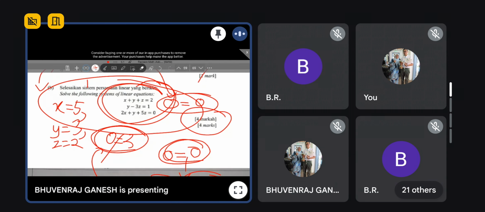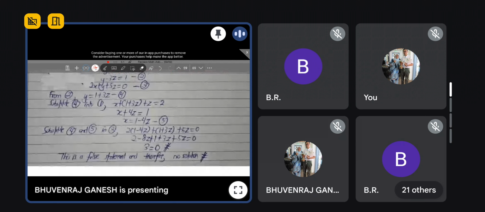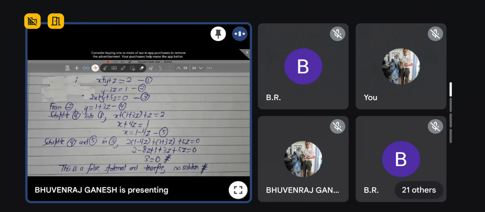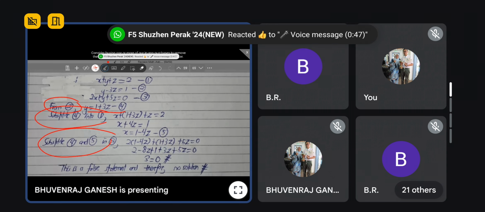Kamu tak boleh selesaikan soalan. Okay, so you can try and see. Just do the normal way. You try to choose one equation. Just choose anything. You try to express it, then you substitute inside the other equation.